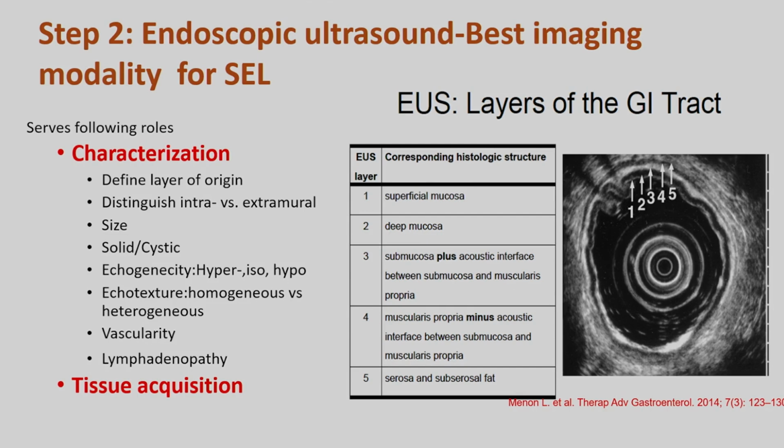So the role of EUS is in characterizing these lesions: to define which layer it is arising from, and to distinguish intramural from extramural. You can determine the exact size, because sometimes if the lesion has an extramural component, it will be much bigger than what you see in endoscopy. You can make out whether it's solid or cystic. You can determine echogenicity, echotexture, vascularity, and lymphadenopathy around it. And most important, you can acquire tissue and send it for histopathological examination.